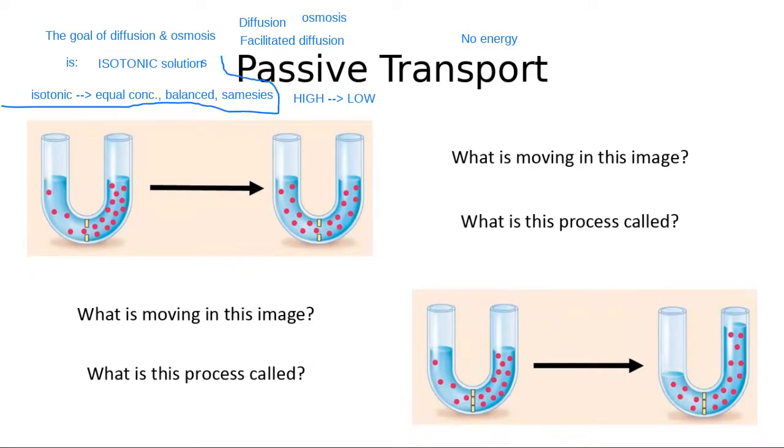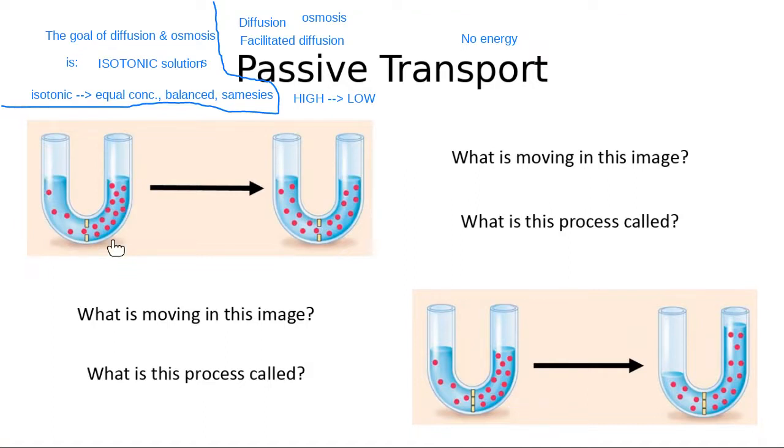Whenever we talk about diffusion or osmosis, my two kinds of passive transport, my goal is to get things the same. There are two ways to get things the same. I look at my tube right here. We are not the same. This side over here has like 5 things in it. This side over here has like 10 or 15 things in it.